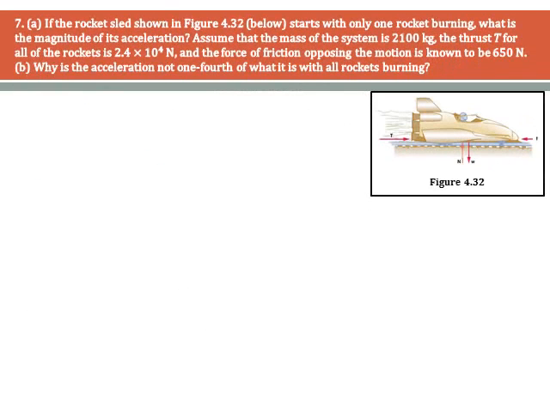The next problem, number 7, says, part A, if a rocket sled shown in figure 4.32, which is this one right here, starts with only one rocket burning, what is the magnitude of its acceleration? Assume that the mass of the system is 2,100 kilograms, the thrust for all of the rockets is 2.4 times 10 to the 4th newtons, and the force of friction opposing the motion is known to be 650 newtons.